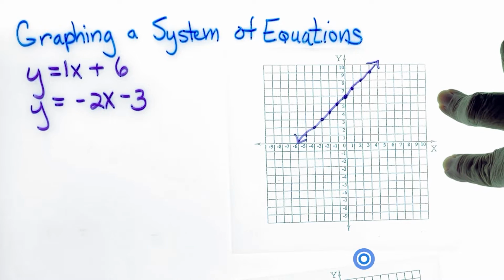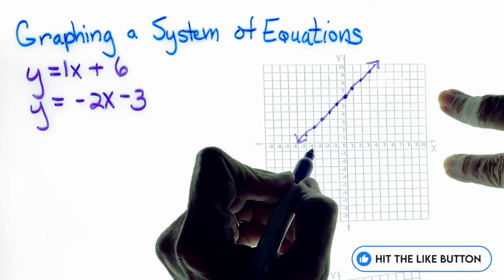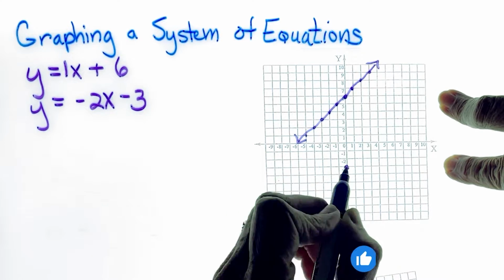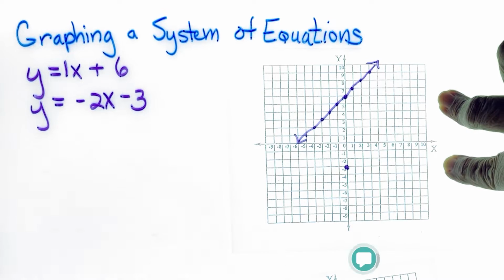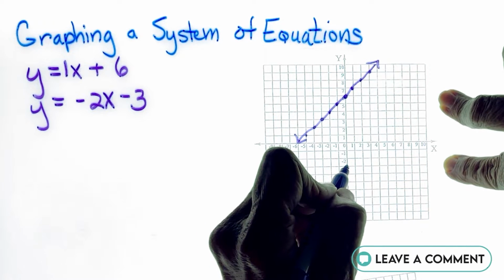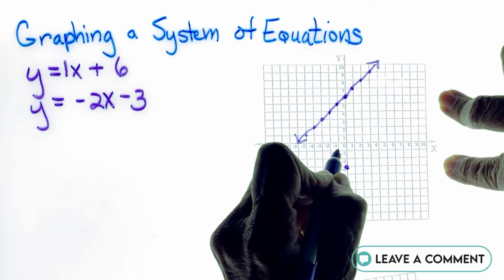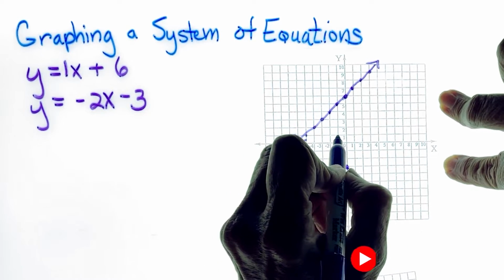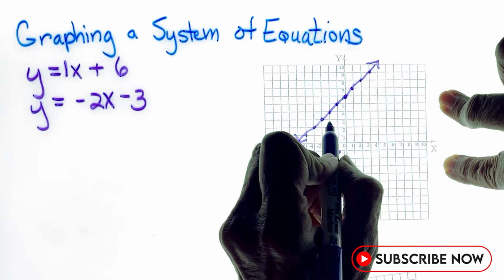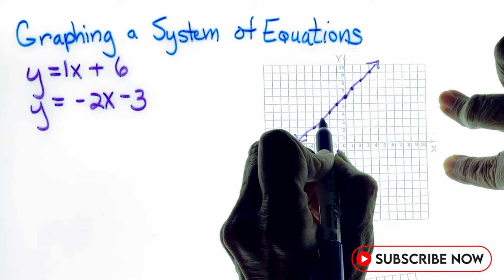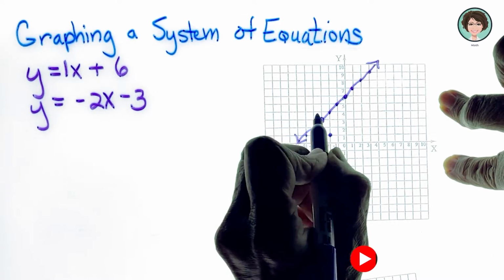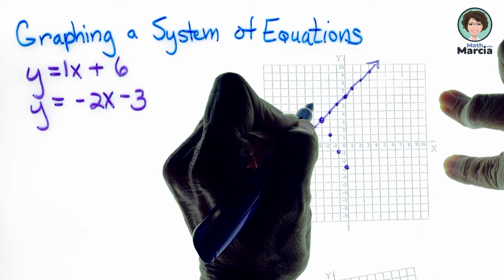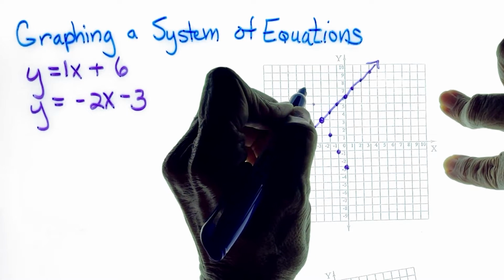For our equation of y equals negative 2x minus 3, I'm going to start on the y-axis at negative 3, which is right here. And remember, my slope is going to go downhill, so I am going to go up 2, and I'm going to go over 1. That's like a negative 1. And up 2 and over 1. And up 2 and over 1. And there's the point where they intersect. I'll do another one. Up 2, over 1, and again.